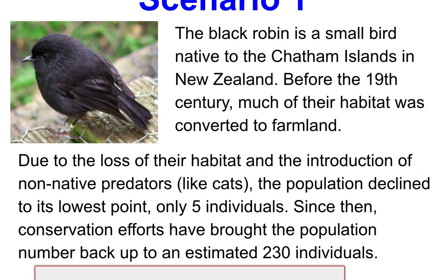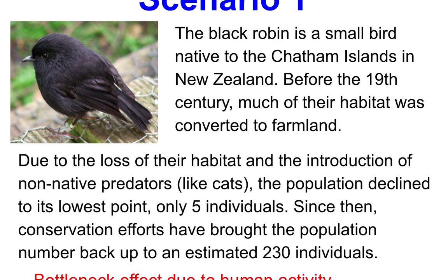Since then, conservation efforts have been brought about in this population and area to bring the number of these species back, and now we're up to an estimated 230 individuals. Can you identify this mechanism? It is the bottleneck effect, and this is also due to human activity.